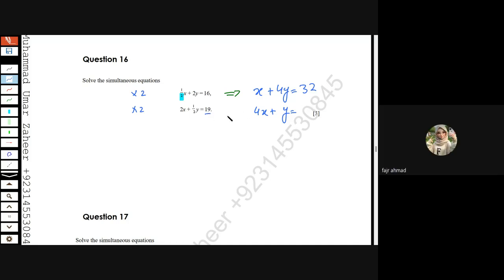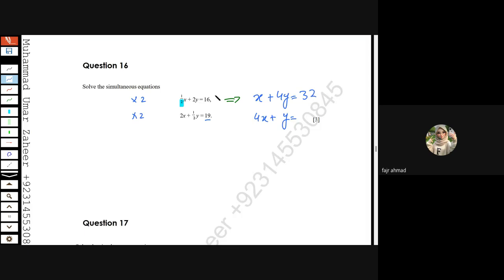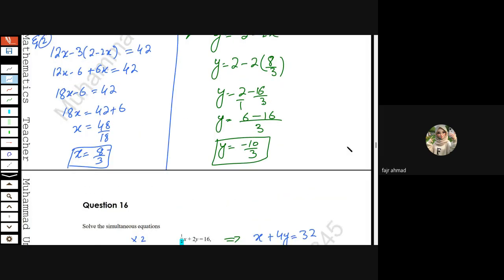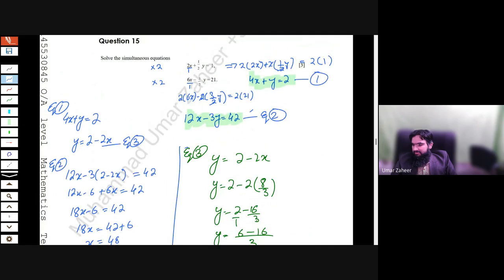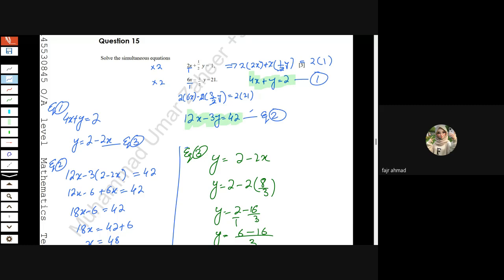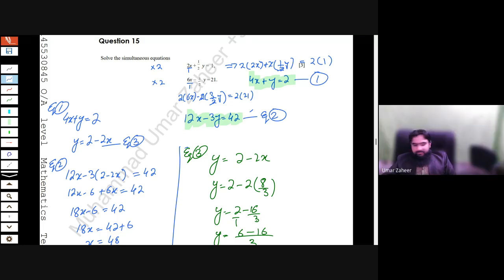Sir, question number 15, I got x is equal to 2 and y is equal to minus 6. Maybe I have made some mistake. Can you please send the picture? Yes, sir. I will verify the answer once again. If you are getting that answer, I have to multiply by 2. 4x plus y is equal to 2, and it is going to be 12x minus 3y is equal to 42. Yes, please send the picture. I will check it.